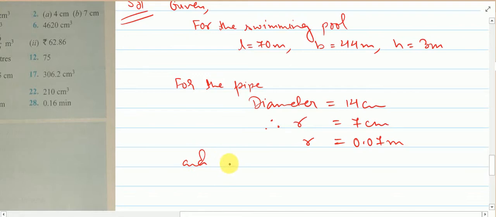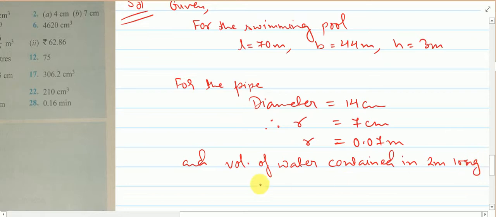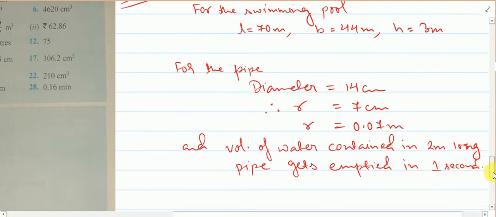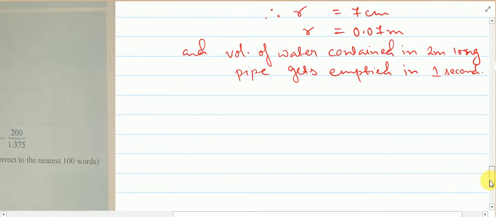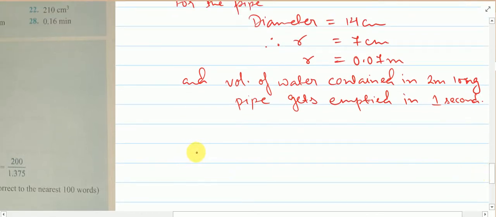And what they have said is, water or volume of water contained in 2 meter long pipe gets emptied in 1 second. Okay, so we have this much information with us. Now the question is, how much time will it take to fill the pool?